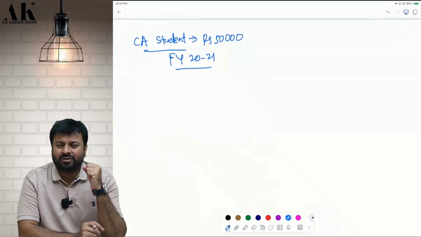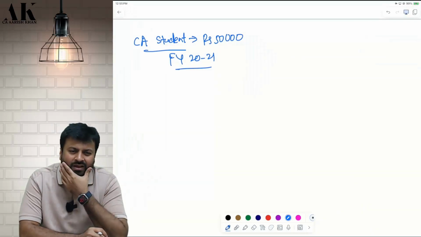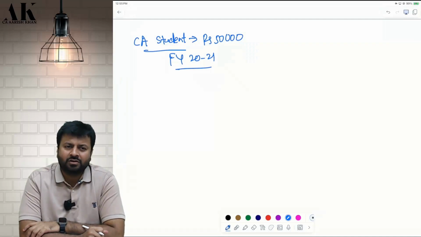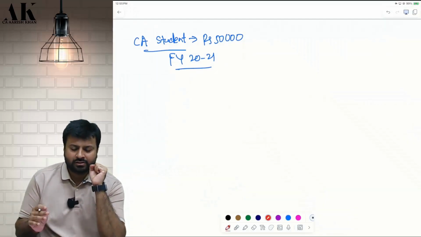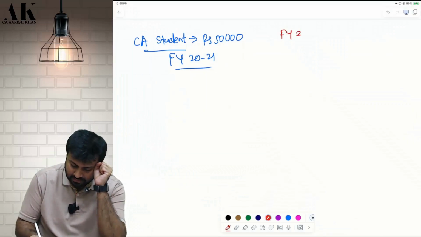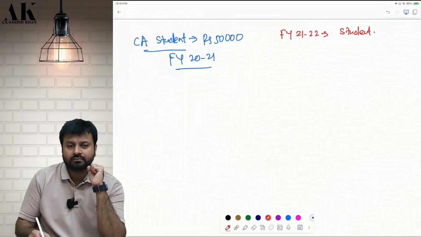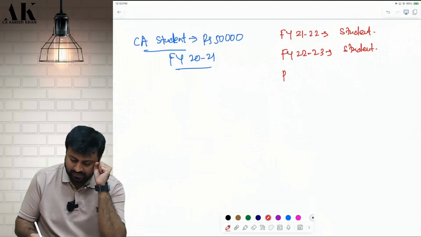Now, obviously, this laptop is used for personal purpose. It has nothing to do with income tax, correct? It has nothing to do with depreciation. It is used for personal purpose. Are you clear or not? Financial year 20-21 gone, he is a student. Financial year 21-22 gone, he is still a student. Financial year 22-23 gone, he is a student. Financial year 23-24 gone, he is still a student.